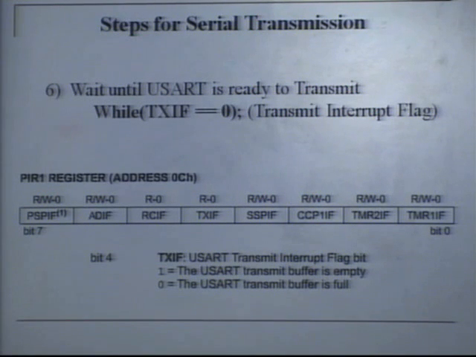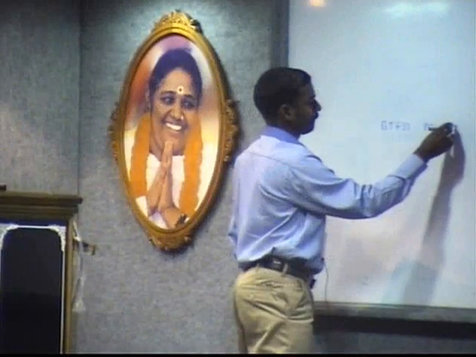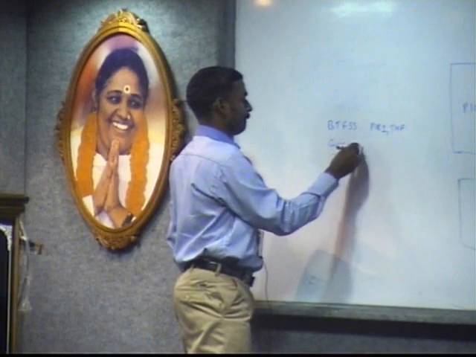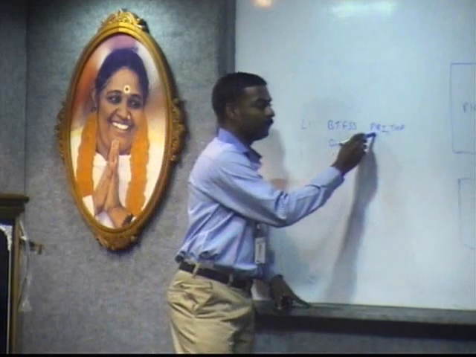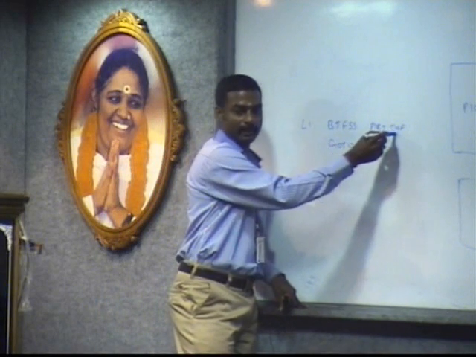That way you can write. And what will be the next statement? Go to L1. So what is happening? If that bit is set, your go to will be skipped, right? Like this. So PIR1 is the register, TXIF is the bit.